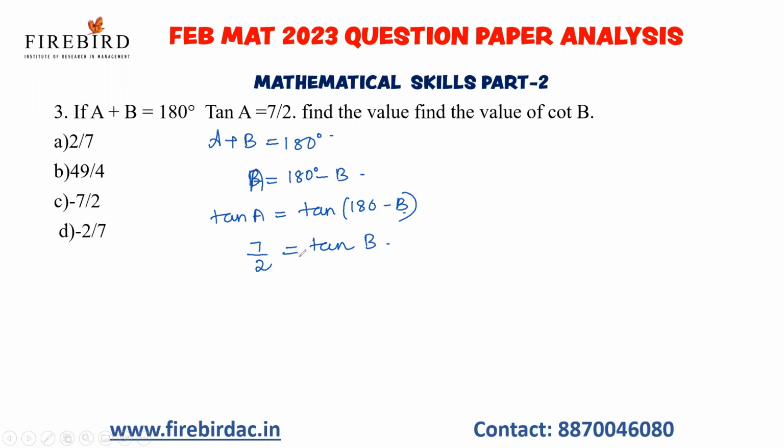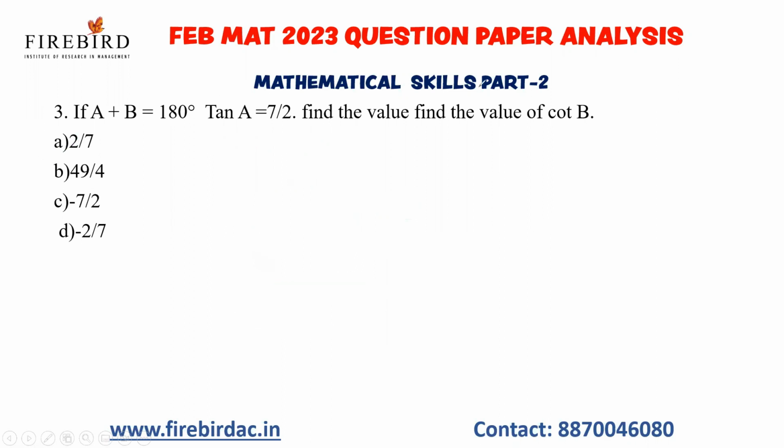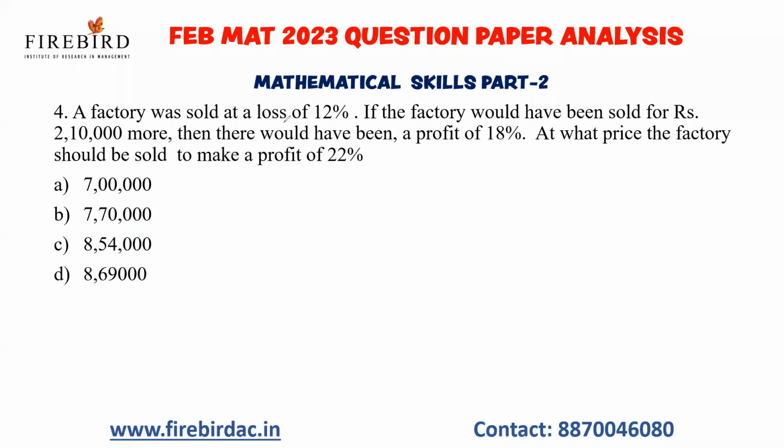If tan A is equal to 7/2, which is equal to tan B, and my question is cot B. What is cot B? Tan and cot are inverse, right? 1 by cot is what? Tan. So 2/7. So the answer for my question is 2/7. Okay. Hope it is a very simple question. You can answer it, but you should know the concept. And this question is very interesting.